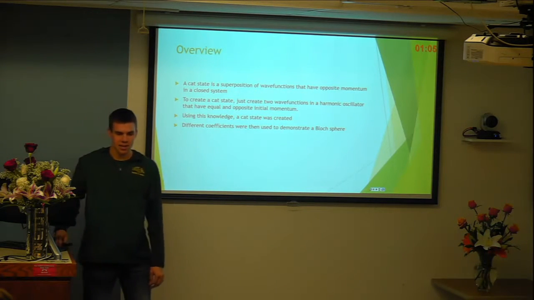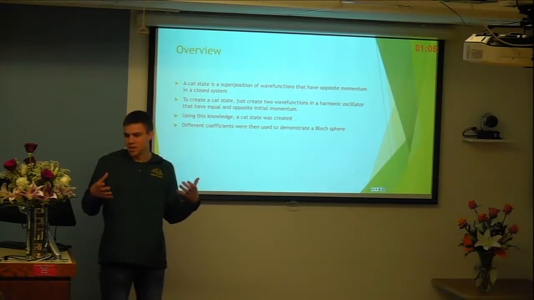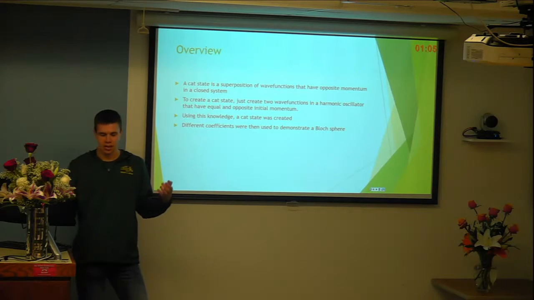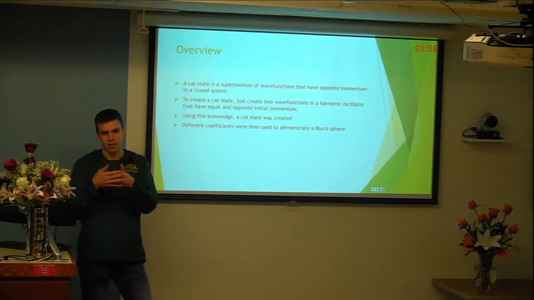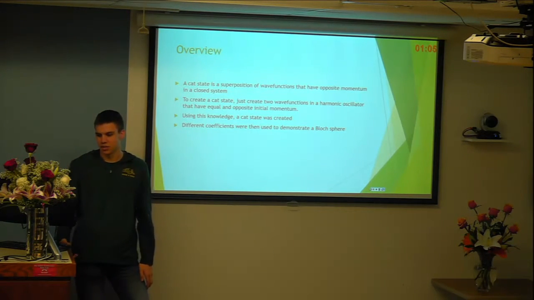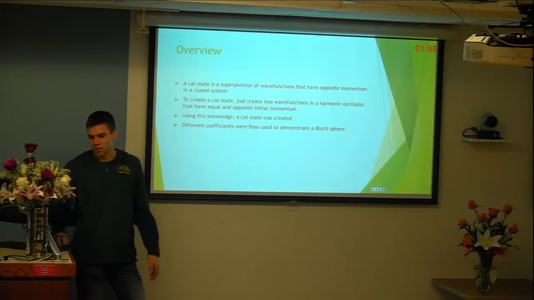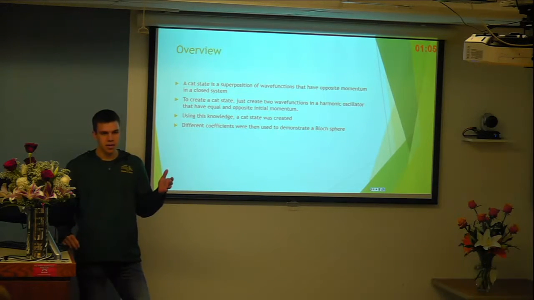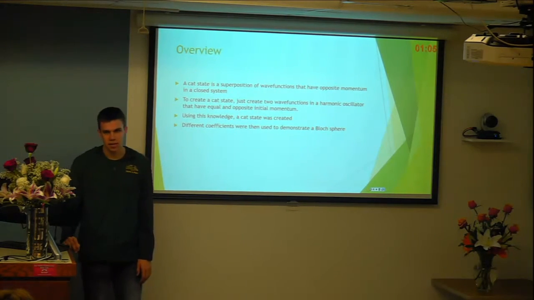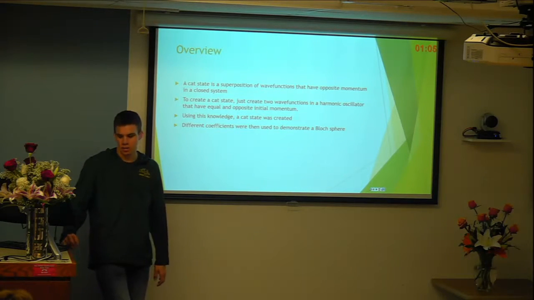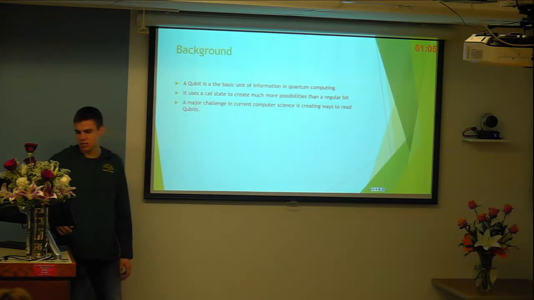So to create a cat state, you just set up two wave functions. In this case, it was in a harmonic oscillator, and they would be about the same distance from the center apart and have equal and opposite momentum, so they would crash into each other. And then using some of this, we can put different coefficients in front of the two wave functions in order to create different cat states and demonstrate a Bloch sphere.